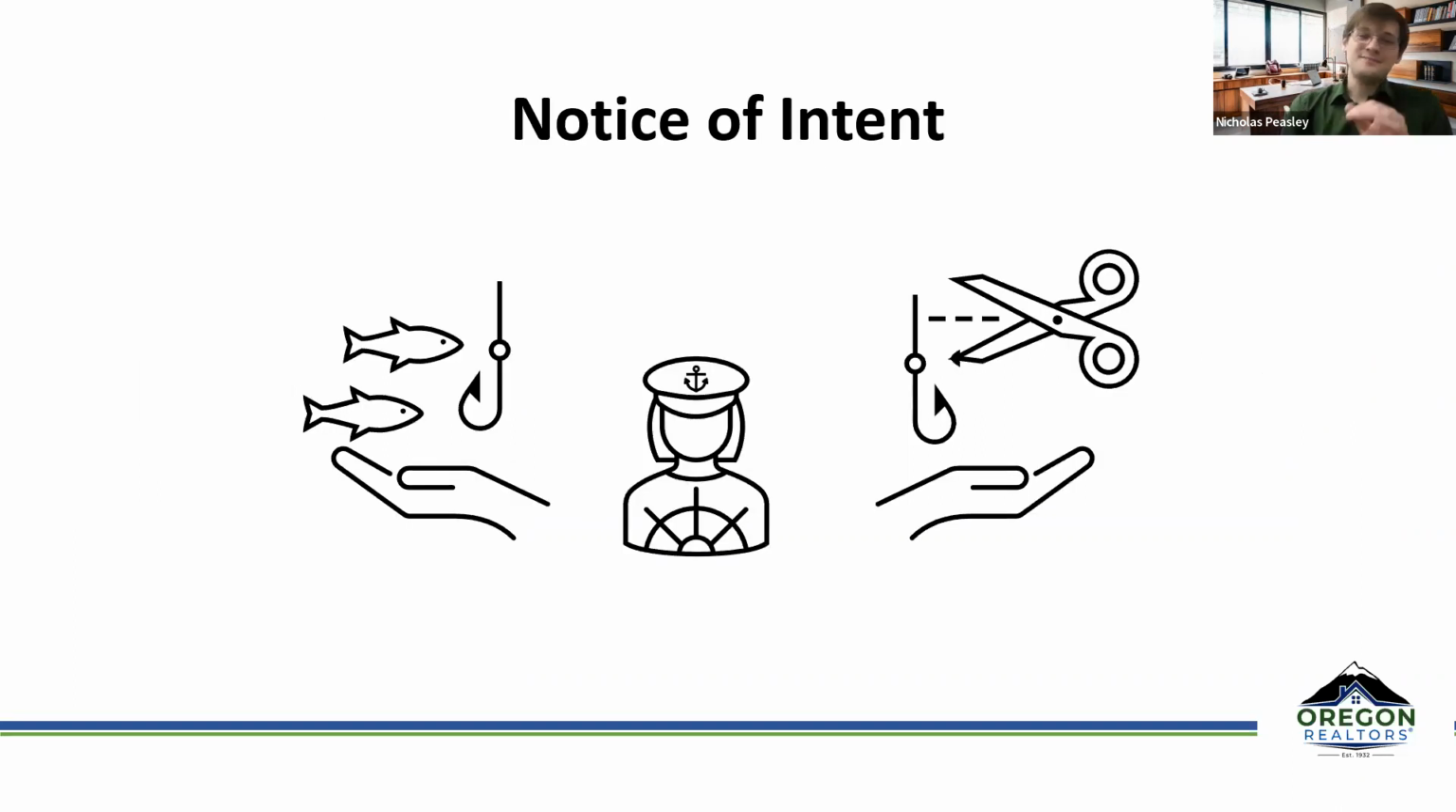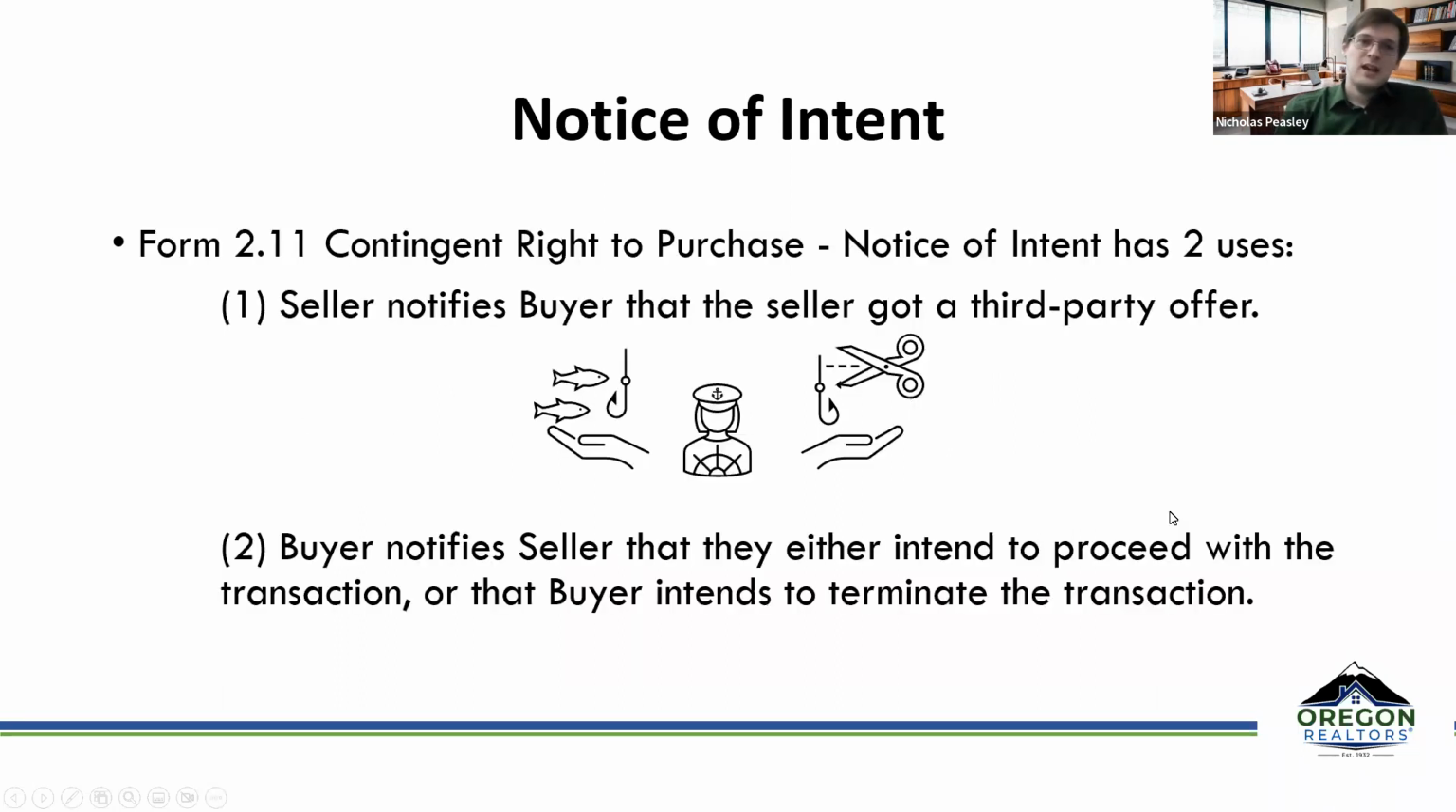With that, notice of intent. That's what we're going to talk about next. Form 2.11, this is the fish or cut bait document. Essentially, once you get it, your option is to fish or cut bait. Notice 2.11 is the way that you can indicate either that the seller has received an offer from a third party that they want to accept, or a way that the buyer can notify the seller that they either want to keep moving with the transaction and just get rid of this contingency, or that the buyer does not want to do this transaction anymore and they are going to terminate.